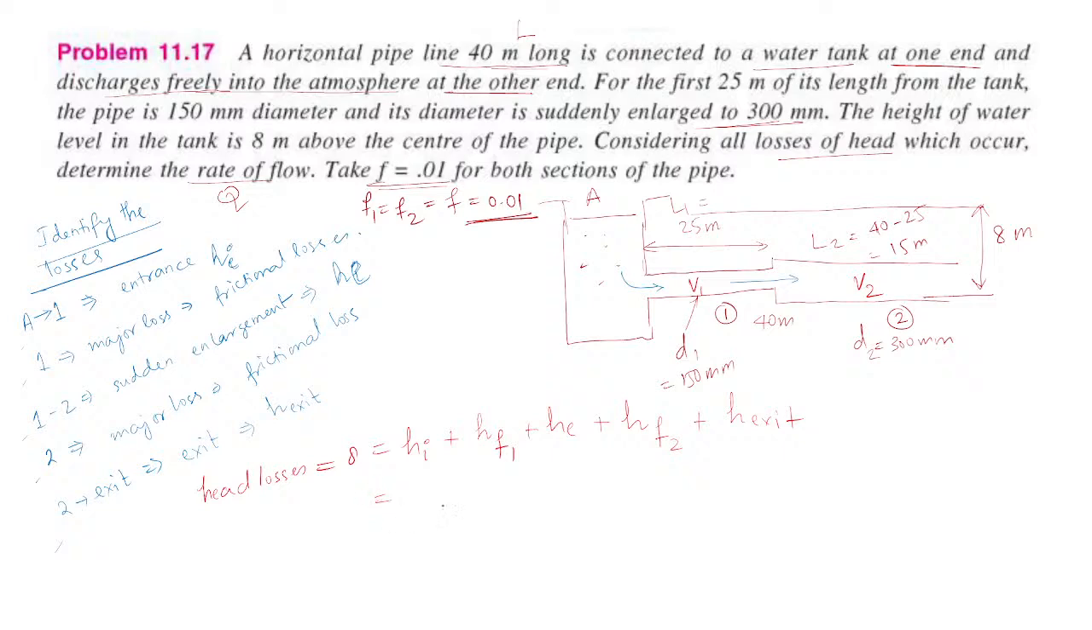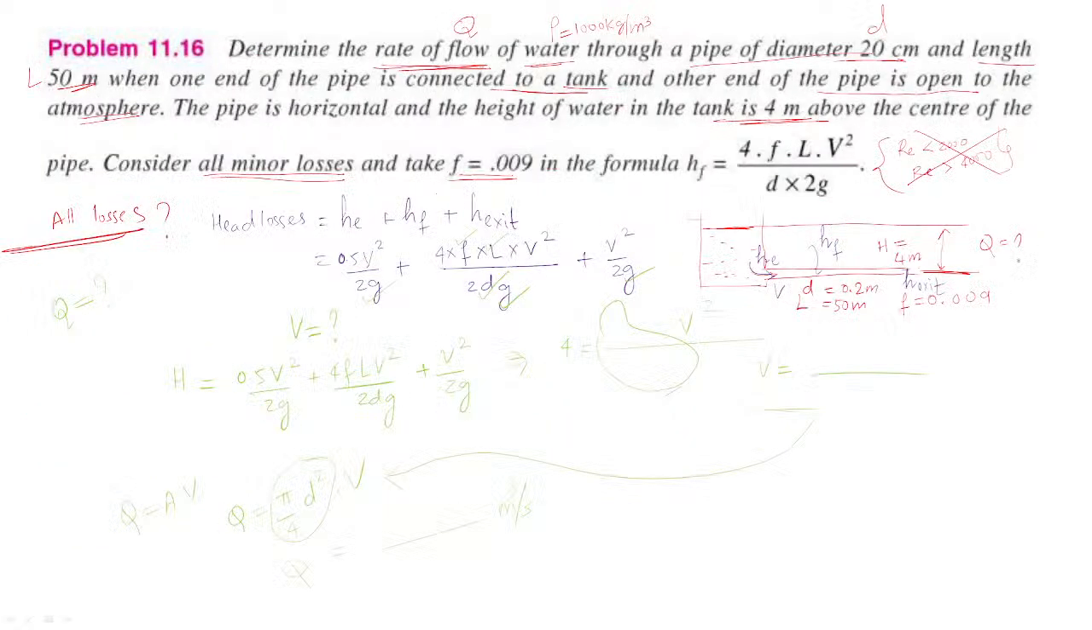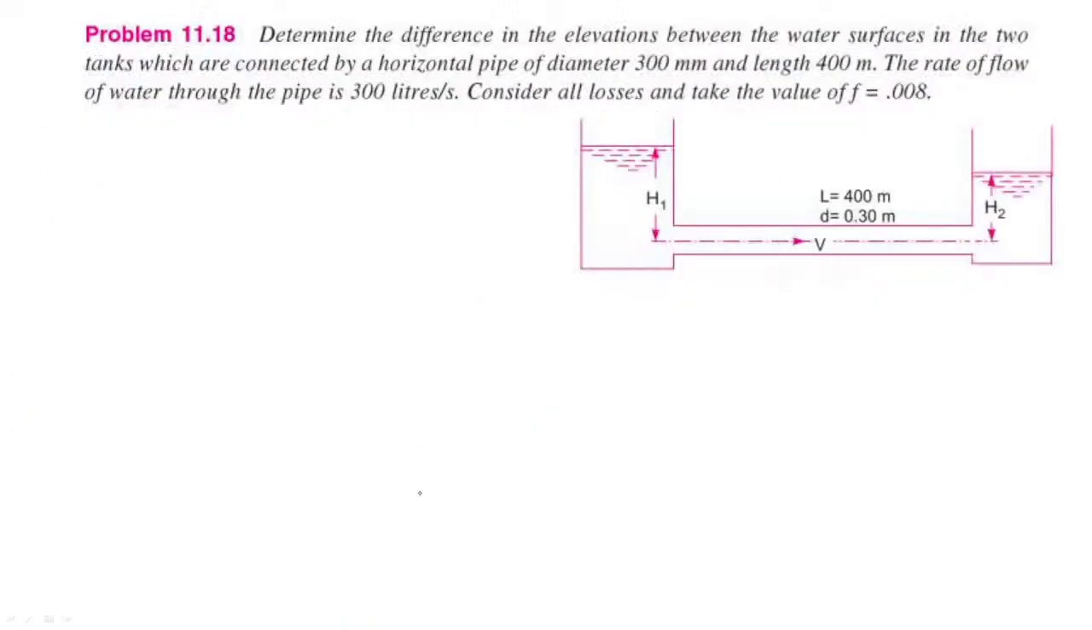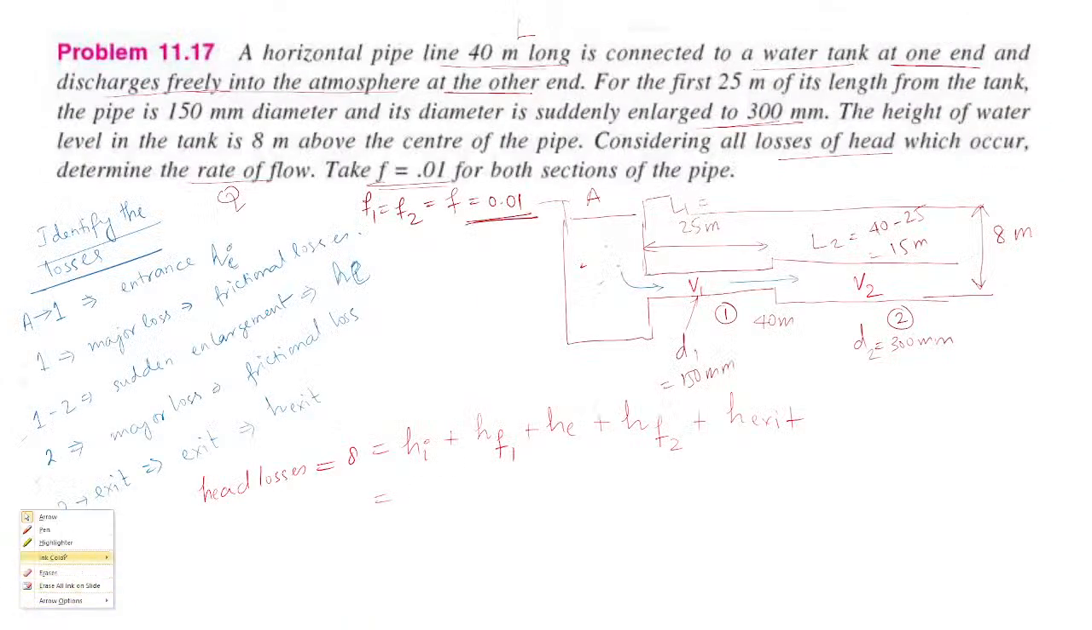Okay, so what is H1? Entrance, that I think we have seen previously, entrance is 0.5 of V. So you can write here 0.5 of V1 square by 2g. Then here you have to write the normal formula. Previously the formula was given in the question, but here it is not given, so you have to memorize it at any cost. So 4f L1 V1 square by 2 D1 g. Here I am writing f because in this question the coefficient of friction is the same.